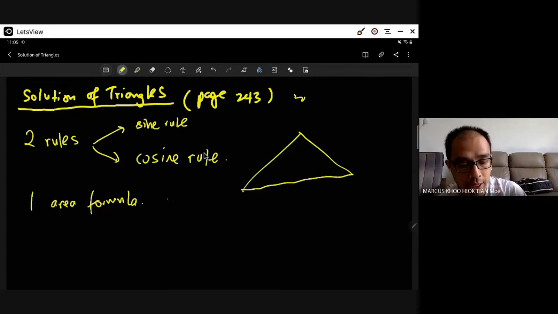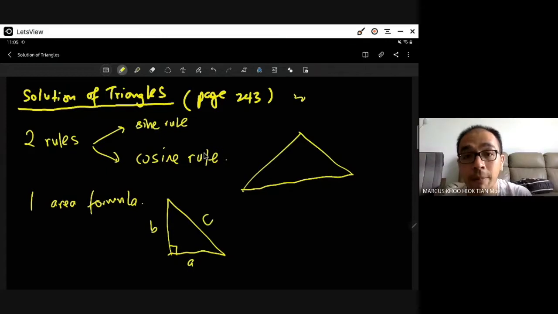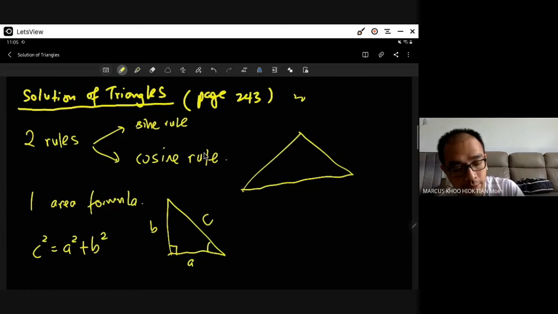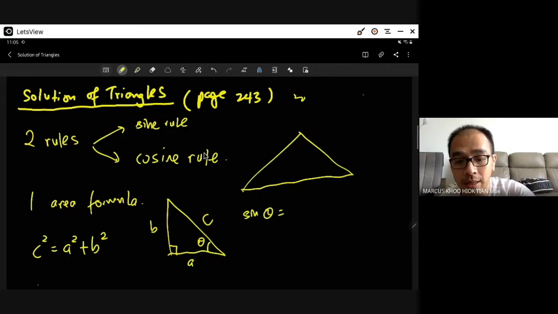If the triangle is 90 degrees, we actually know a lot of information about it. For example, we know that A, B, and C are connected by the Pythagoras Theorem, which is C squared equals A squared plus B squared. Secondly, if I give you an angle over here, I know that sine theta equals to, I'm not sure if you remember this from last year, but your teacher should have taught you SOH CAH TOA.